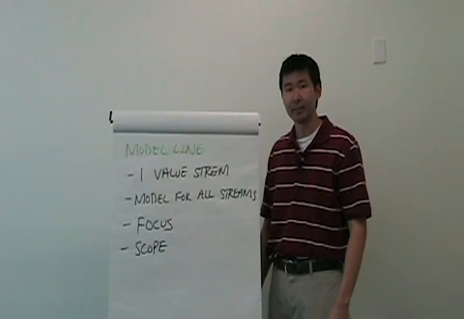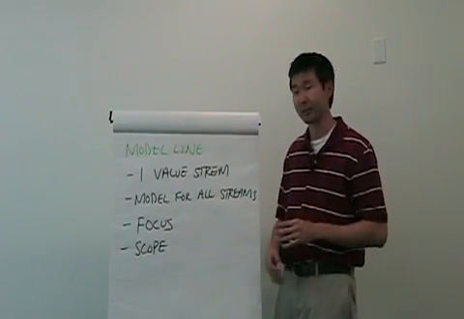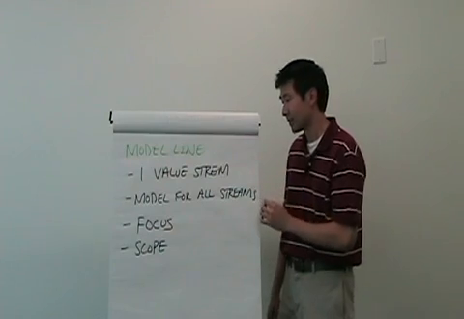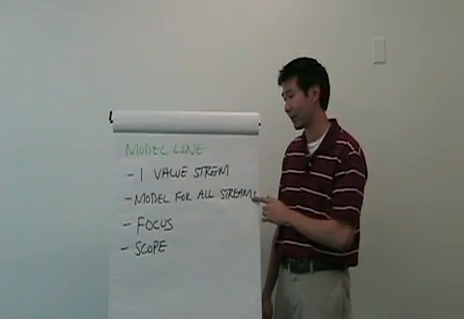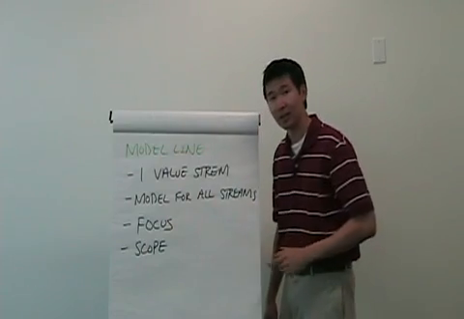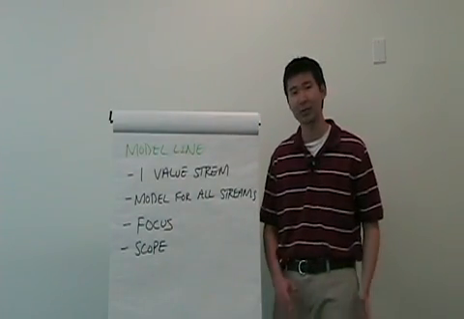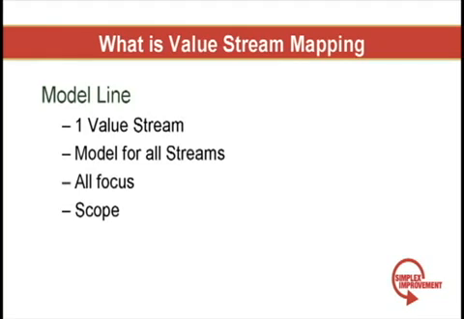So before you begin lean implementation, you're going to need to pick one value stream that you're going to apply all your lean thinking to. This is called a model line. This is going to serve as a model for the rest of your value streams. Now, the reason we do it this way is because it creates focus. If you apply lean thinking to all of your value streams, then the likelihood of success is pretty slim. It also limits the scope. If you can scope down to one value stream and compress that order to cash cycle, you can standardize that and then use that as a model for the rest of your value streams.